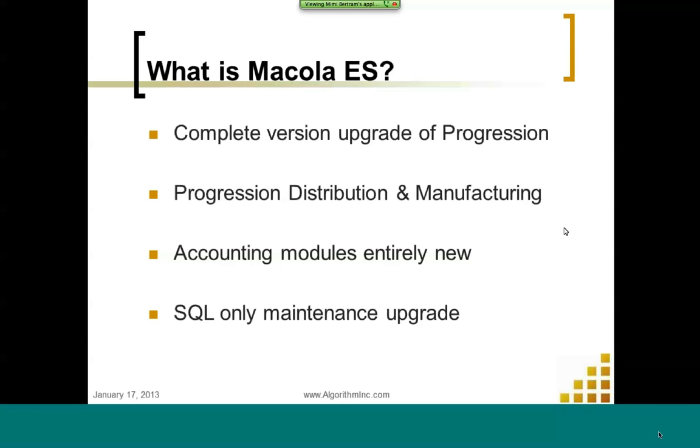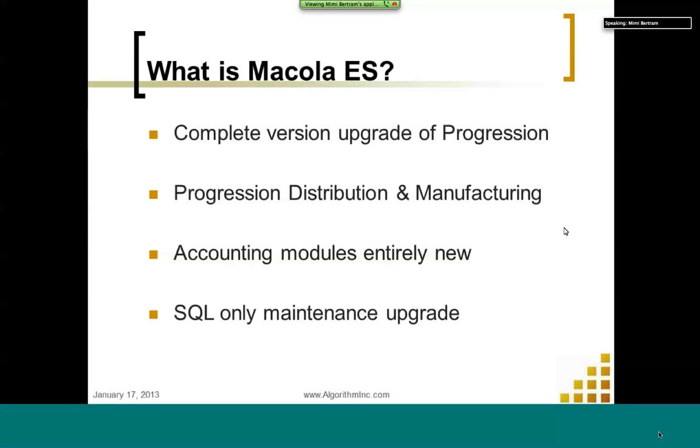And you'll see that is the vast difference in Macola ES to progression. And then they took pretty much everything south of accounting and kept it in the progression functionality. Now, the screen sets, the databases, those are all new. The look and feel is clean, it's fresh, it's really new. But the functionality of, say, order entry or inventory, shop floor control, pretty much the same.